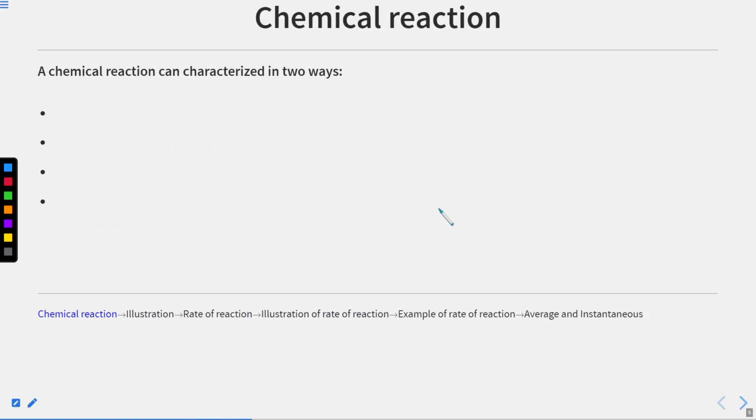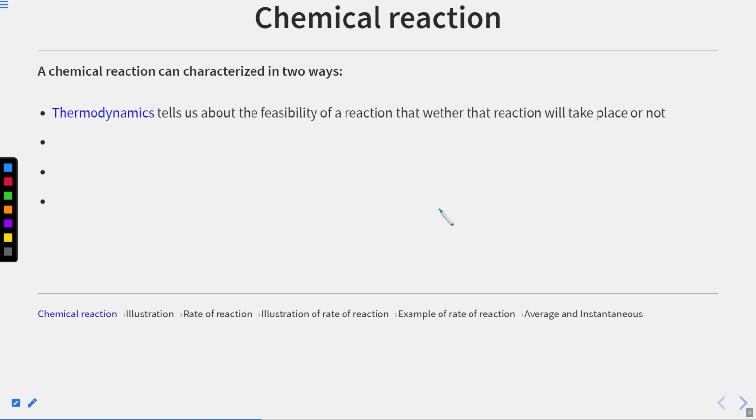The first thing is a chemical reaction. So whenever you see a chemical reaction, you want to characterize it. But to characterize it, we need to do two things. First of all, we need to see whether the reaction will happen or not. That is decided by our thermodynamics. Second thing, we want to know how fast or how slow that reaction will go on. So basically we are interested in its rate. So this is dealt with by chemical kinetics.